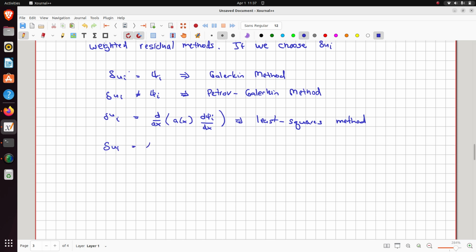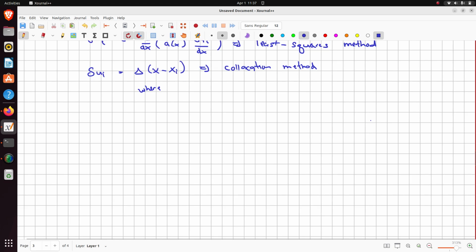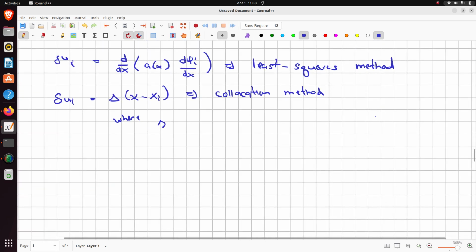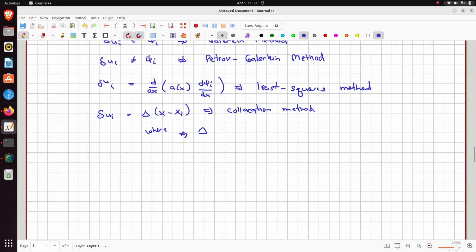If you choose del ui to be equal to a Dirac delta function, then you have what is known as a collocation method, where a Dirac delta function has the property that it's equal to 0 when x is not equal to xi, and it's equal to 1 when x is equal to xi.